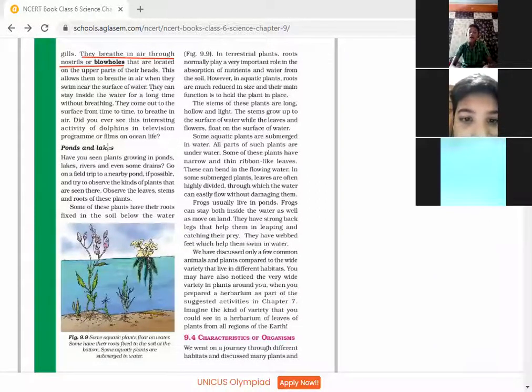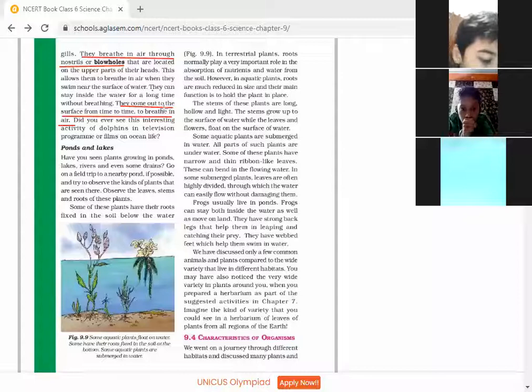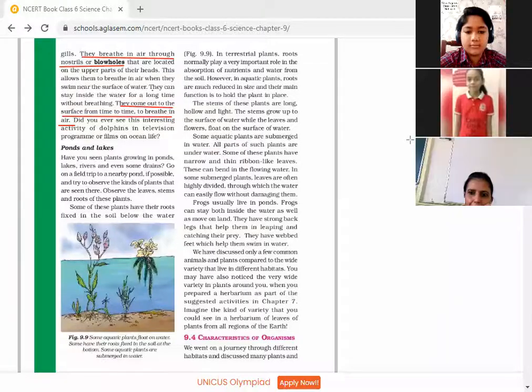Okay, beta. So dolphins, you must have seen the activities of dolphins. They come out to the surface from time to time. Underline, it's a very important thing about the dolphin. Again and again, they come out to breathe in the air. So there may be an extra question that why dolphins come out again and again. They come out again and again to breathe in.